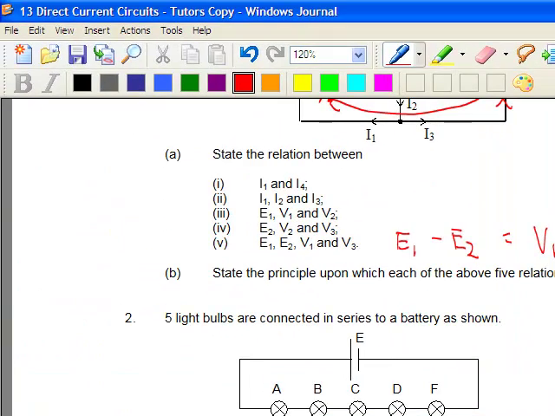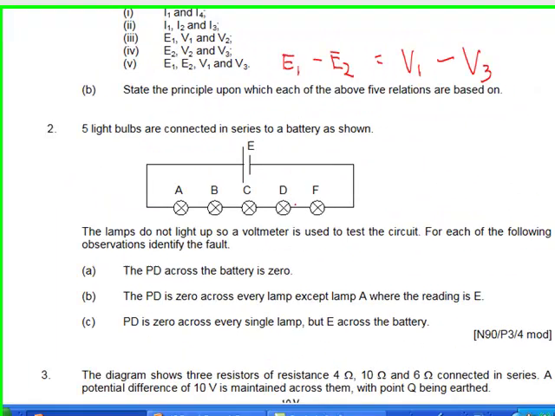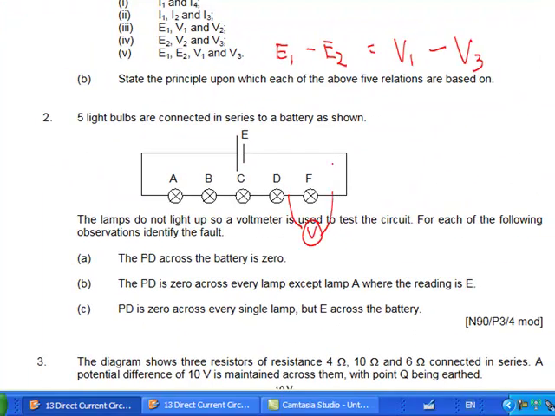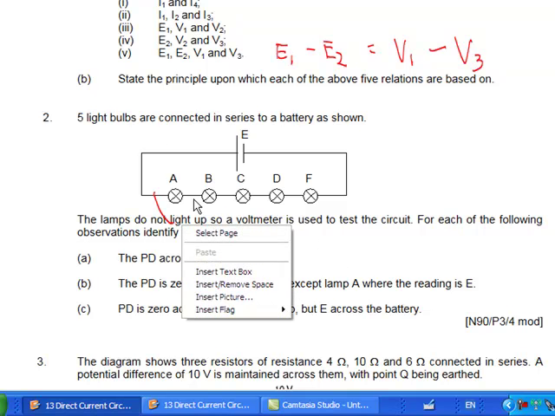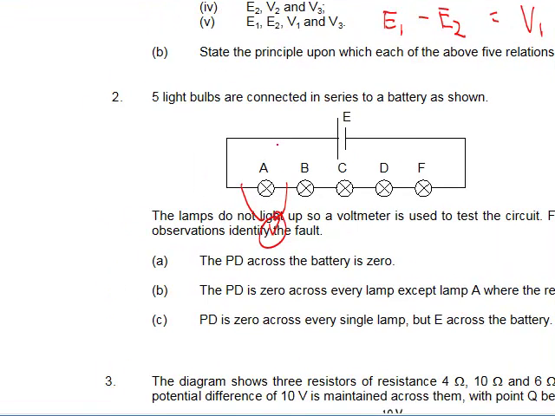For part B, how about if it's not the PD across the battery that is 0, but it's actually a PD of 0 across every lamp except A. Across A, you get a reading of E. So what has gone wrong? Can you explain? That means when you put the voltmeter across F, you read 0. Across D also 0, until you put it across A. Then you get a reading, and it's the EMF of the cell. So what does it mean?